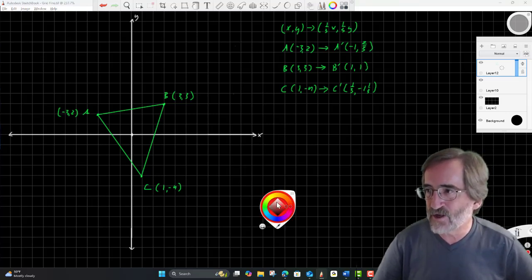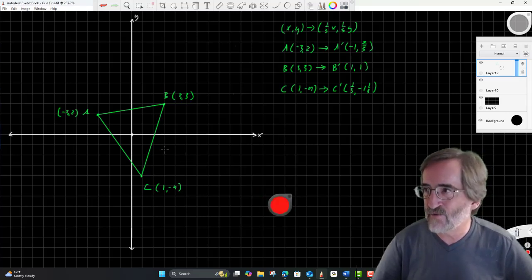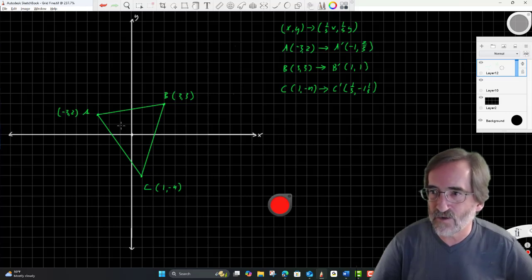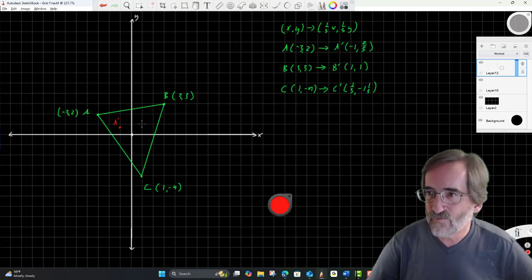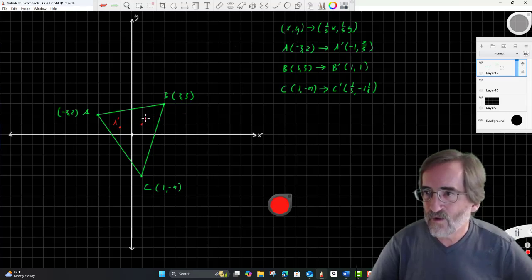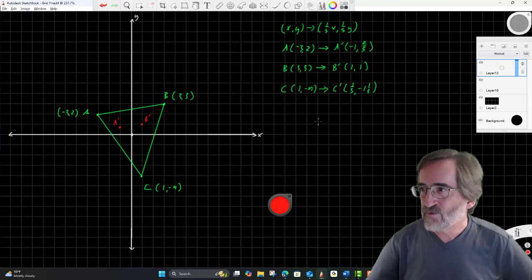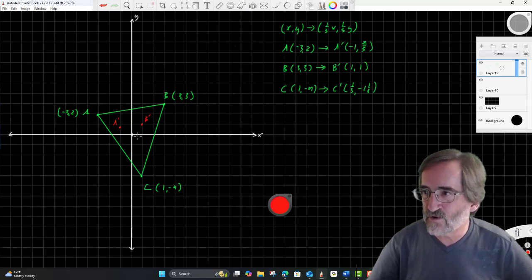Okay, so let's go ahead and plot these points. A prime, -1 2/3. -1 2/3 right about here. I'll leave off the coordinates because it's going to get a little crowded. B prime is 1, 1. C prime is 1/3, -1 1/3. C prime.